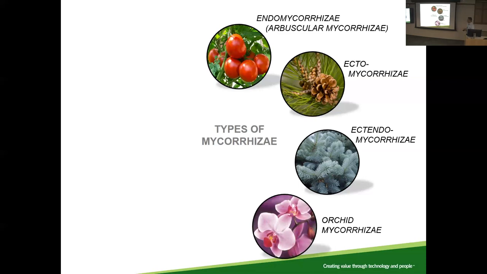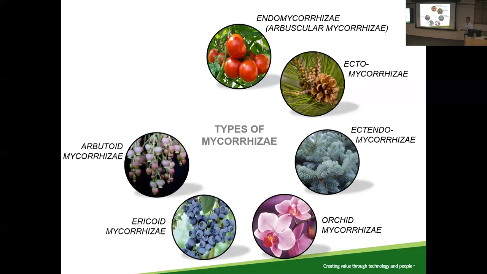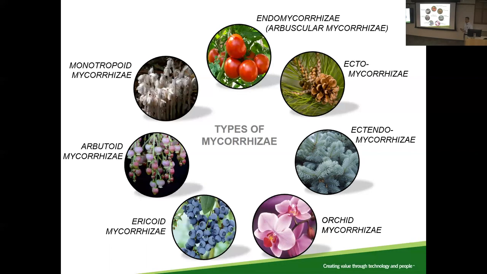Orchids have a specific type of mycorrhizae, called orchid mycorrhizae, so they do not form symbiosis with ectomycorrhizae, for example. Ericaceous plants like blueberries, azalea, or rhododendron form symbiosis with ericaceous mycorrhizae, which is a very specific type. And there are very tiny portions, like only one genus or one plant species, that forms symbiosis with arbutus plants or Monotropa, the ghost plant. These are just to mention, but the main types are endomycorrhizae and ectomycorrhizae.